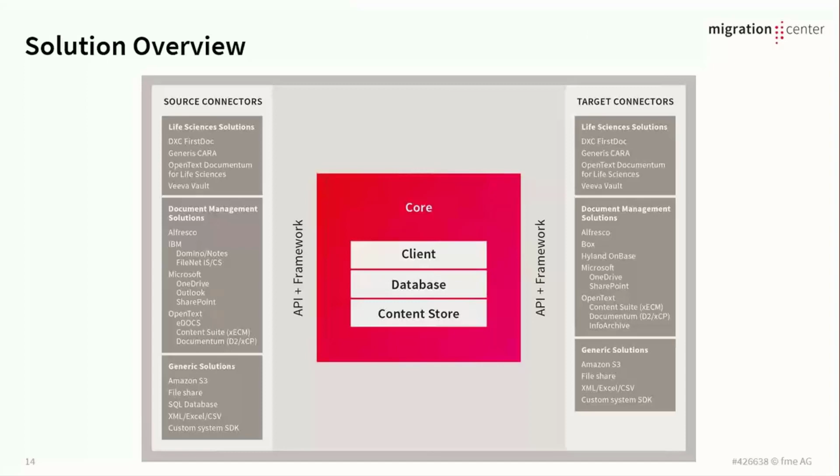Maybe you know that Migration Center supports many different platforms. I told you in the beginning, but here's a concrete list. We have source and target connectors within our job server. And you see we really support all the big vendors like OpenText, Documentum, Alfresco, IBM, Domino, FileNet, Microsoft Exchange and SharePoint. And also generic solutions on both sides, we have the file share scanner and the SQL database scanner, which is usable for legacy applications. But normally you don't create test data out of legacy applications.